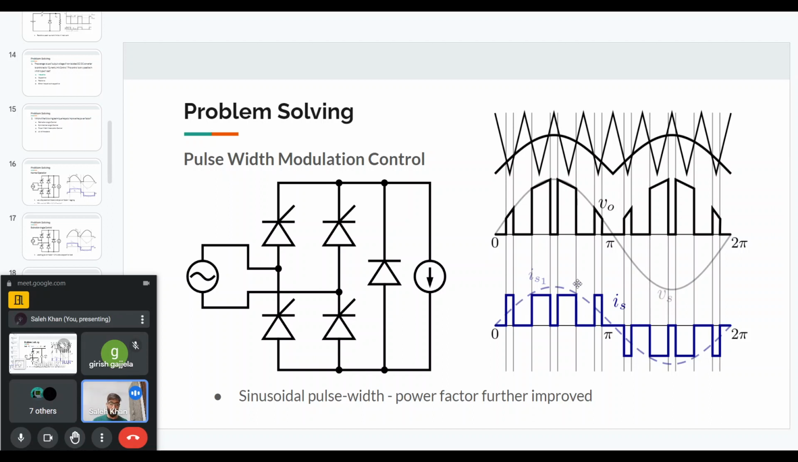Even though it has higher order harmonics, if you do the Fourier analysis, you will find that the power factor is further improved in this case because we are varying the pulses in a sinusoidal fashion. The pulse is smaller close to 0 and pi angles, and the pulse width is greater close to 90 degrees or 270 degrees. So these were all the PFC, pulse width power factor correction techniques or power factor improvement techniques.